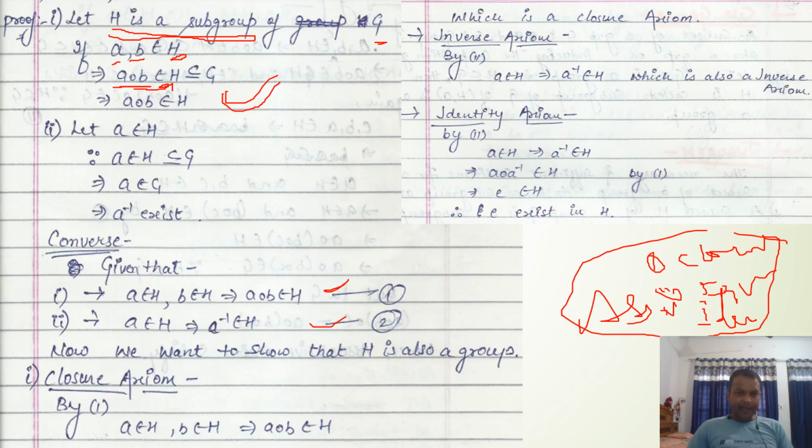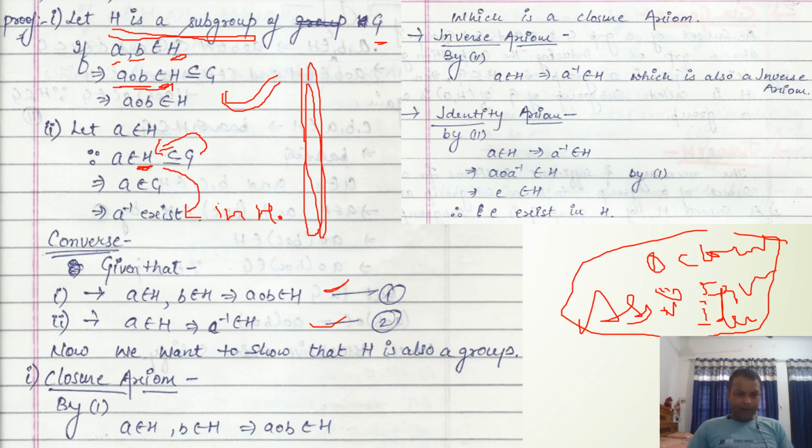Second, A belongs to H, and H is a subset of Z. So A belongs to H, and we have assumed that H is a subgroup. So it will follow the inverse axiom. So A inverse will also exist in Z. So A inverse will also exist in H, because we have assumed here that H is a subgroup, so it will satisfy four properties, and here I am writing two out of them.